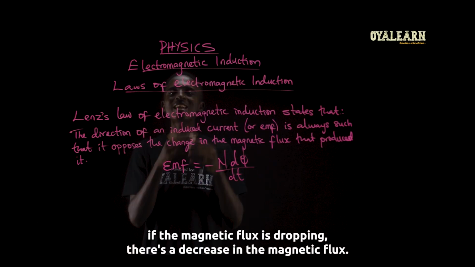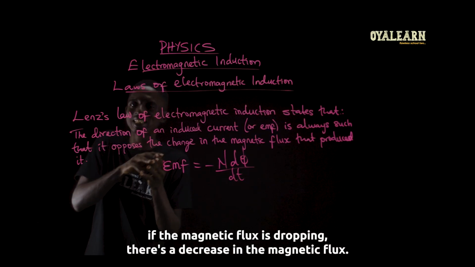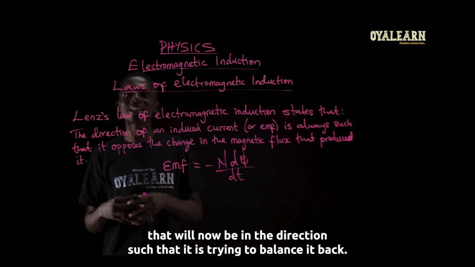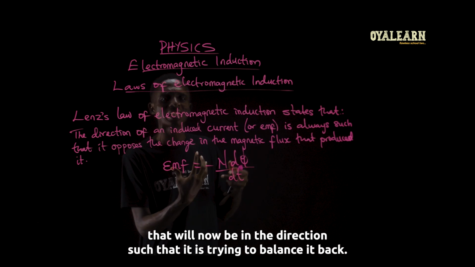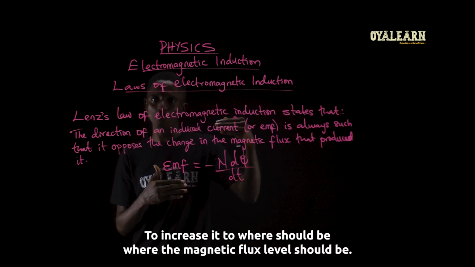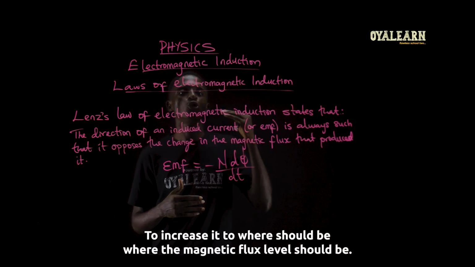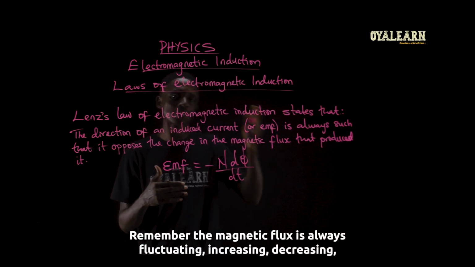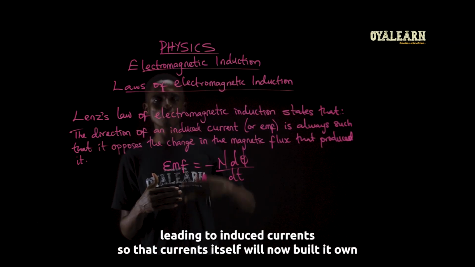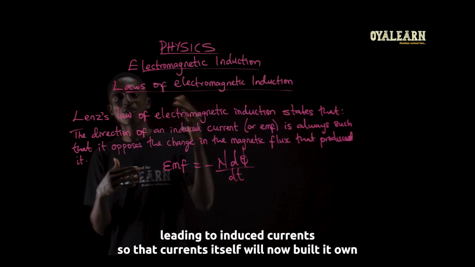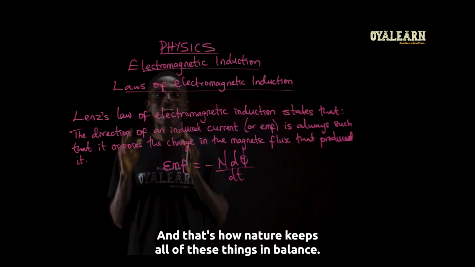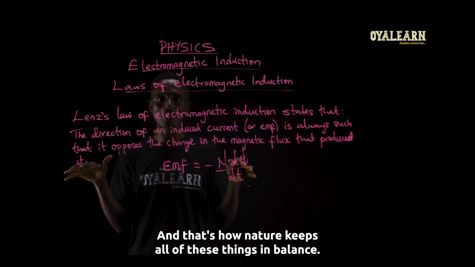And in the same way, if the magnetic flux is dropping, there's a decrease in the magnetic flux, there's also going to be an induced current in a direction such that it is trying to balance it back, to increase it to where the magnetic flux level should be. Remember, the magnetic flux is always fluctuating, increasing, decreasing, leading to induced current. So that current itself will build its own magnetic field that is trying to balance the system out. And that's how nature keeps all of this in balance.